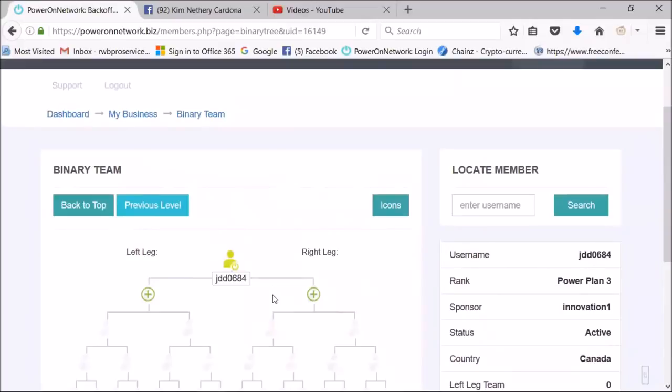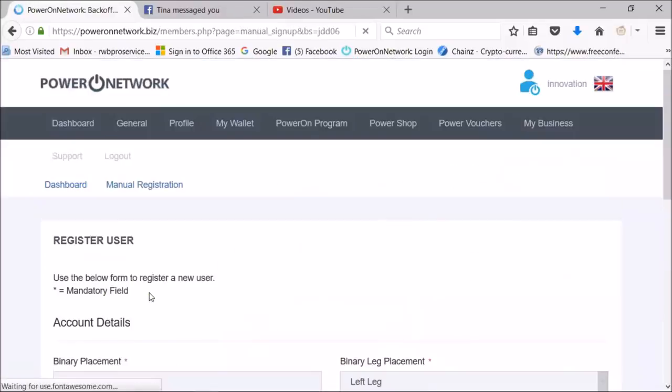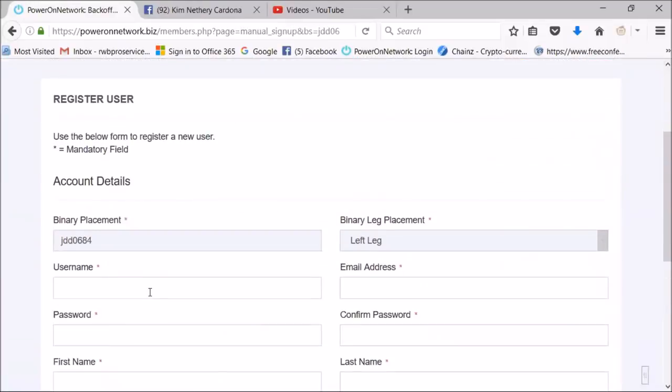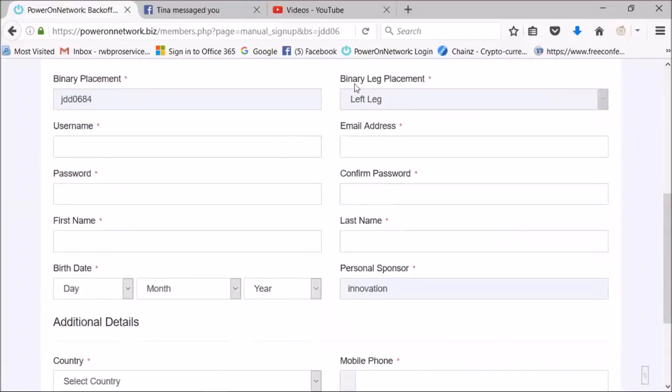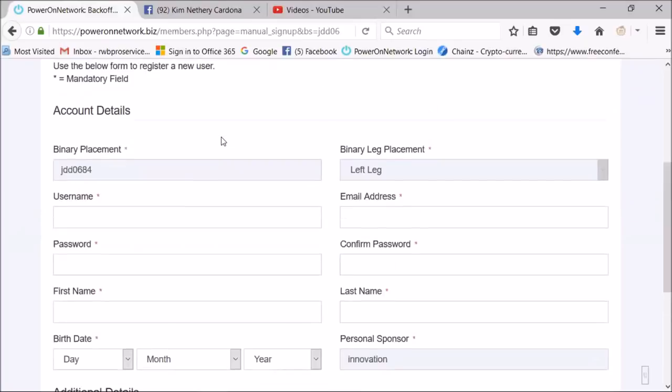But let's say, for example, I wanted to put somebody in and I wanted to place them underneath this person. I would click on any circle with a plus in it, okay? And when I pick that person, this is where I go and sign them up. It tells me, hey, this is where my binary left leg is. So everybody has one left and one right. This is the person that they're going under, but they're not getting signed up with them. They're just going underneath them because that's the person I choose to put them under.